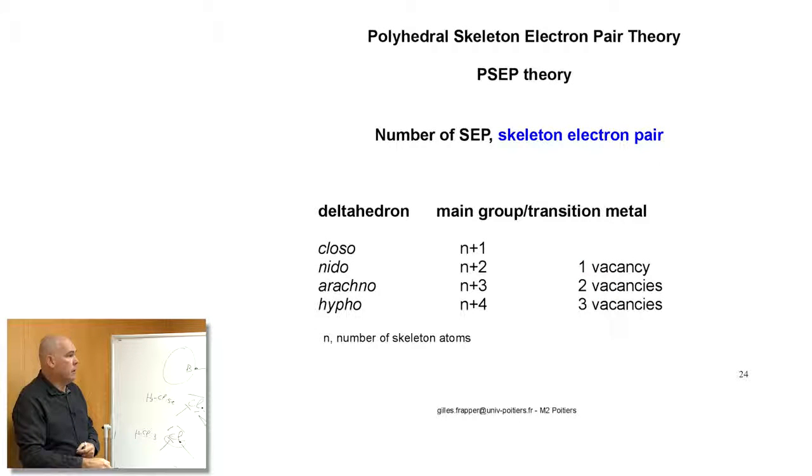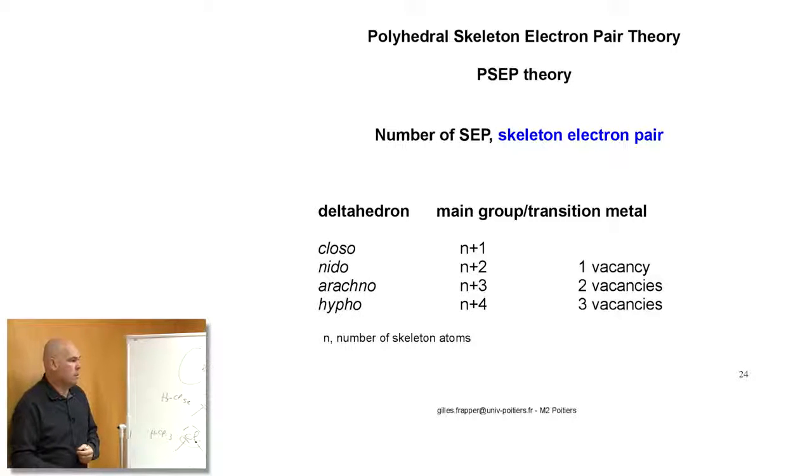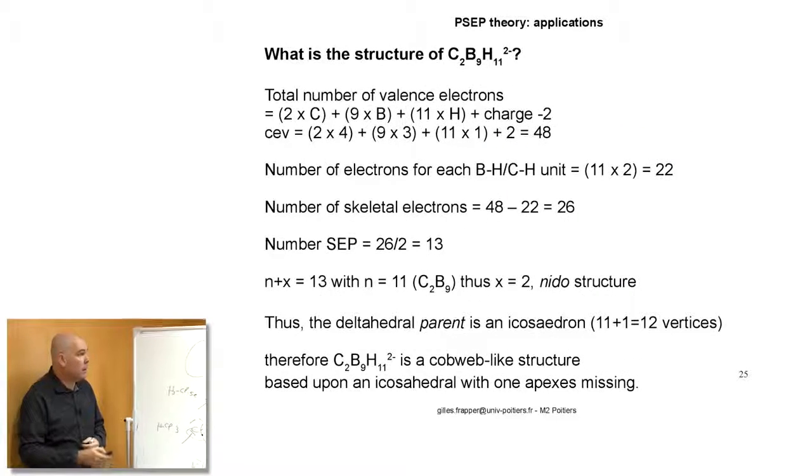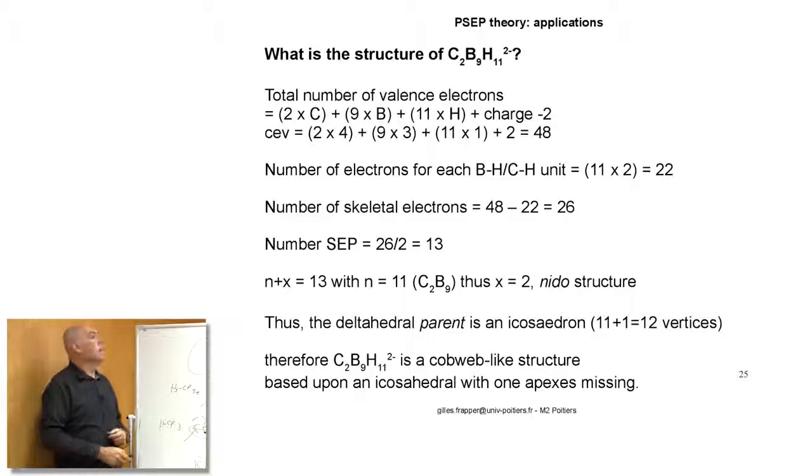Anyway, for this theory, the rules are, for closo, n+1, or nido, n+2, arachno, n+3, and you can go down. The last one, which is pretty rare, is a hypho skeleton, n+4, so with three vacancies. So I'm going to illustrate now.